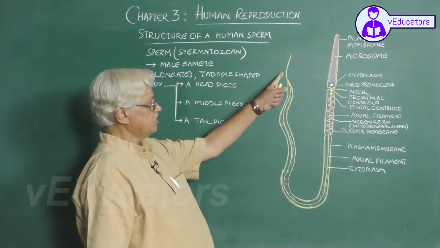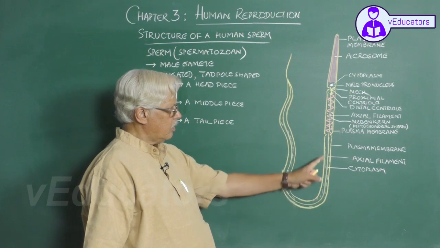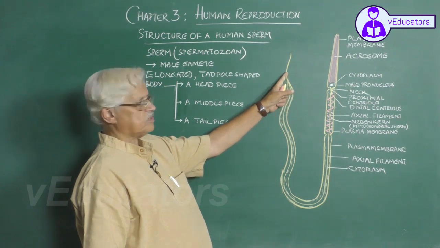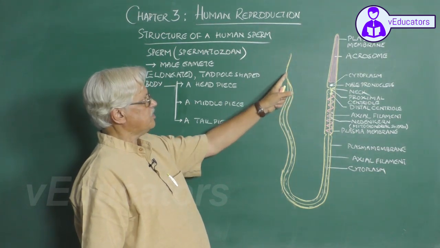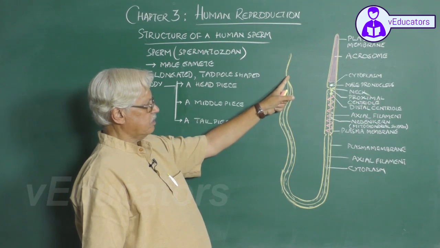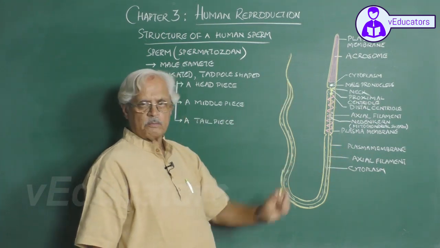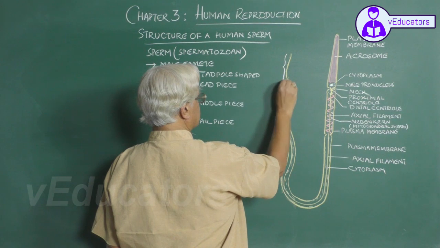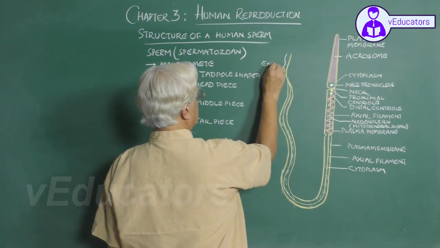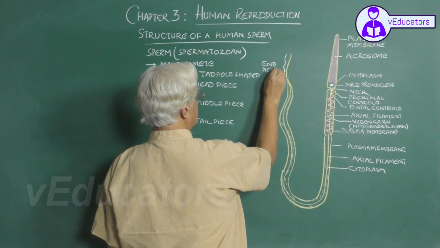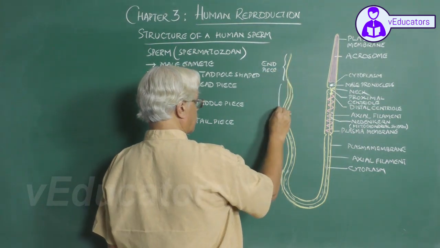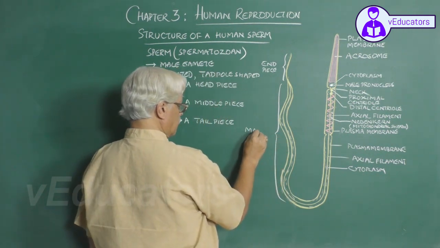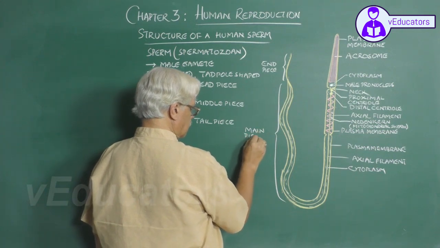Two regions can be recognized in the tailpiece. Axial filament runs throughout the length of the tailpiece, and towards the terminal end there is a part of the tailpiece where axial filament has no covering of plasma membrane. This part of the tailpiece is called end piece. The remaining part of the tailpiece is called main piece.